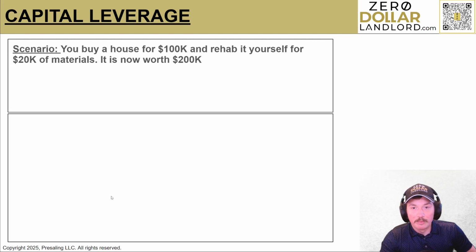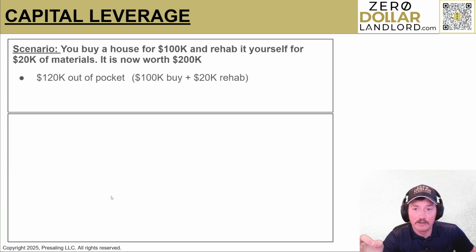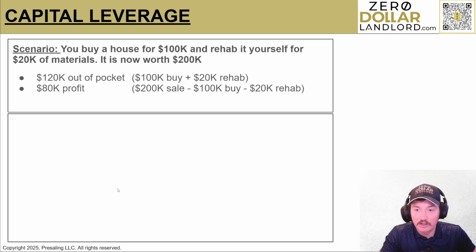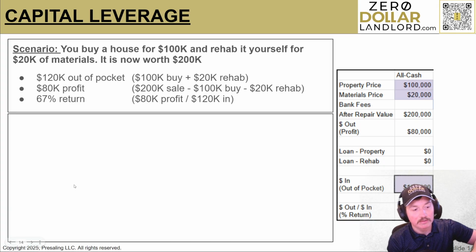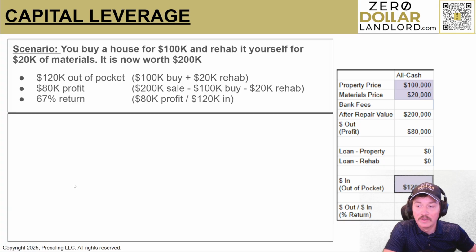All right, so this is going to be a little bit more nitty gritty here. I'm just going to explain capital leverage one more time. This is like using a bank, for instance. So if you're buying a house originally without a bank, no bank whatsoever, just straight up cash. You're buying a house for $100K and you rehab it for $20K. And now it's worth $200K. That'll be $120K out of pocket, which is your buy plus your rehab, right? So $120K into the deal, and then you're going to make an $80K profit because it's $200K on the sale minus everything you put into it. That's a 67% return. Pretty good, right? Most people are getting 8%, 9% in the stock market. So 67% returns, pretty good in this scenario.